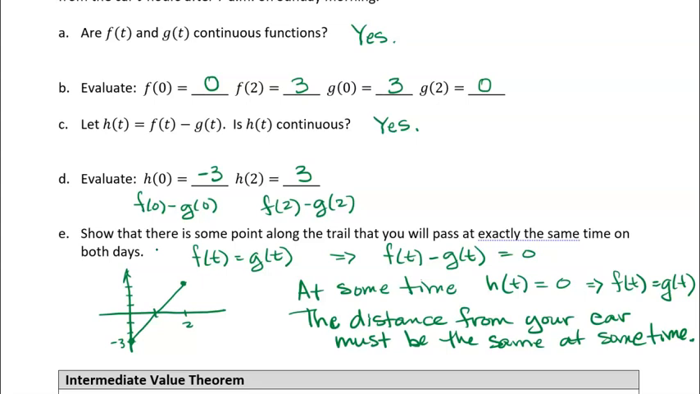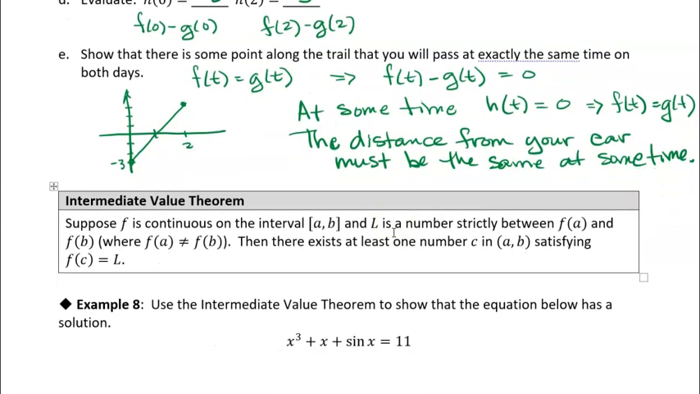Now this actually has a name, it's called the intermediate value theorem. It just says that suppose f is continuous on an interval and L is a number strictly between f of a and f of b, where f of a and f of b aren't equal to each other. Then there exists at least one number c in the interval between a and b satisfying f of c equals L. That's called the intermediate value theorem.